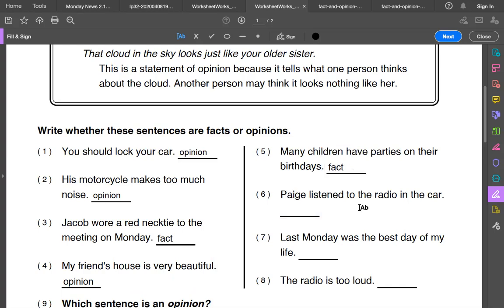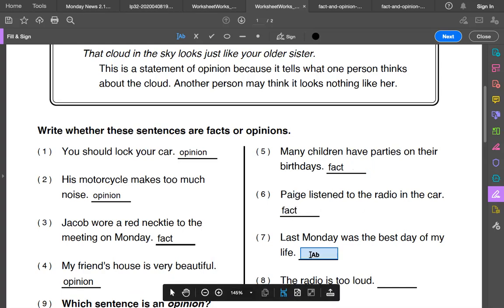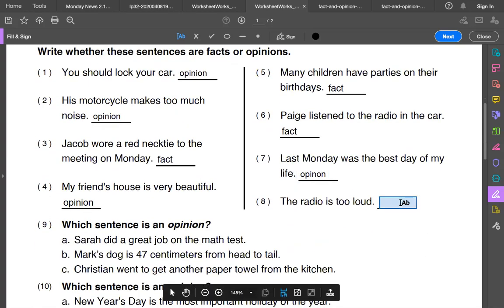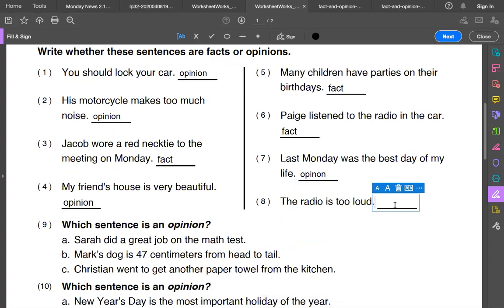Paige listens to the radio in the car. Fact or an opinion? It's a fact. We can go back and see if she did that or not. Last Monday was the best day of my life. Opinion. It's going to be an opinion. Okay. The radio is too loud. Opinion. Too loud for who? If you're completely deaf, then it's not too loud because it would not affect you. That's going to be an opinion.